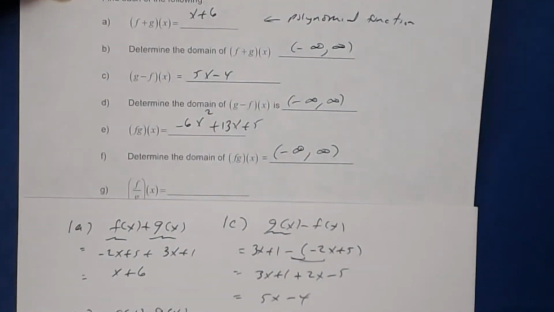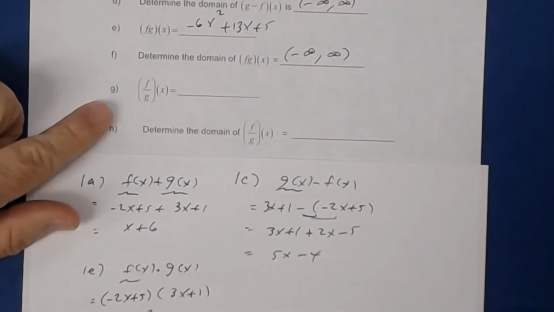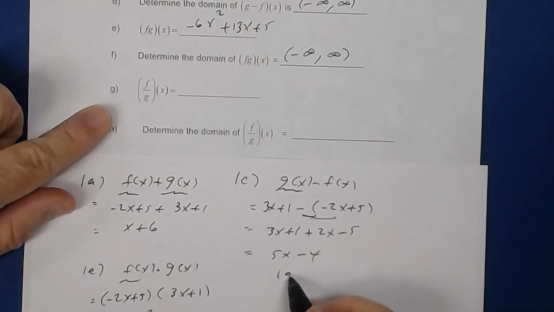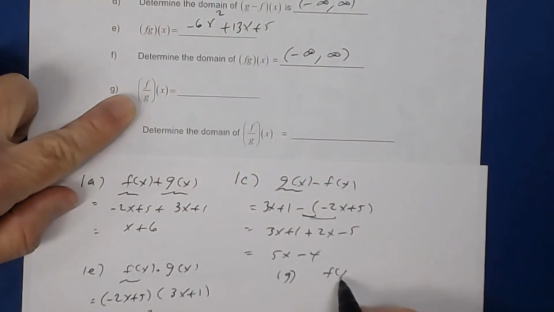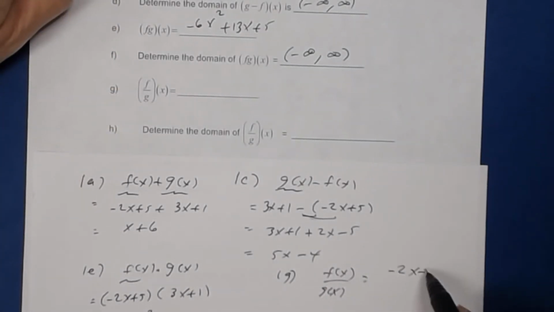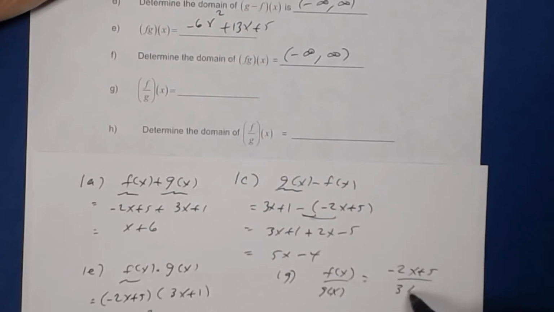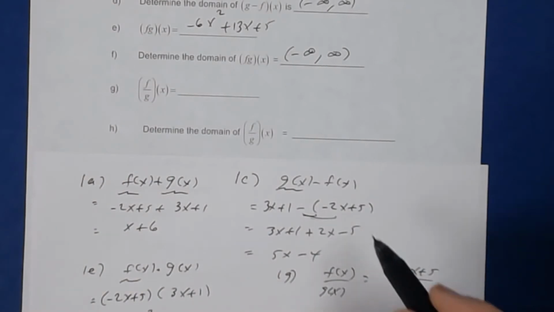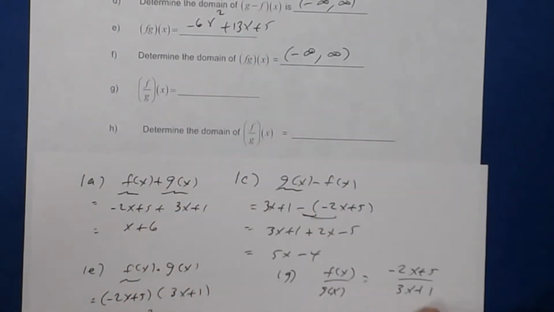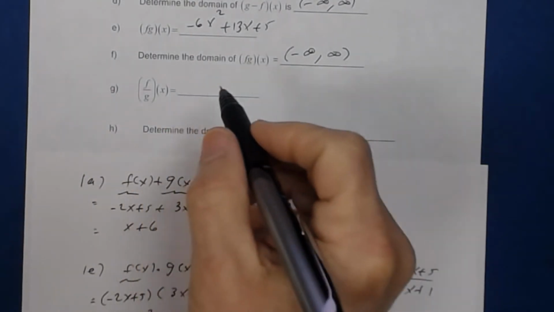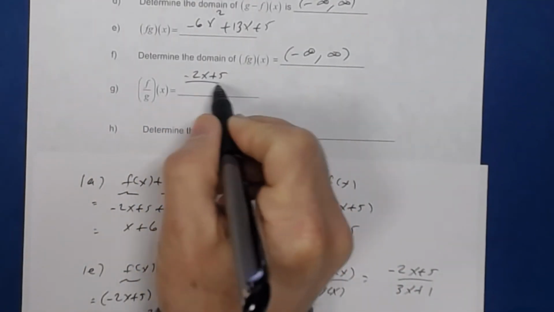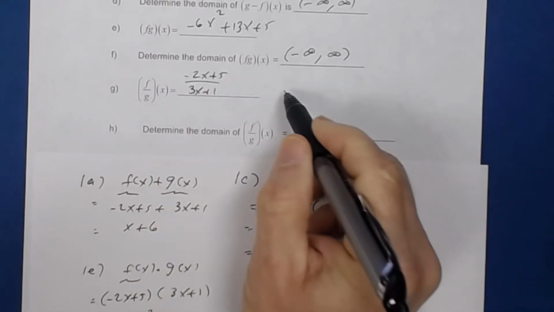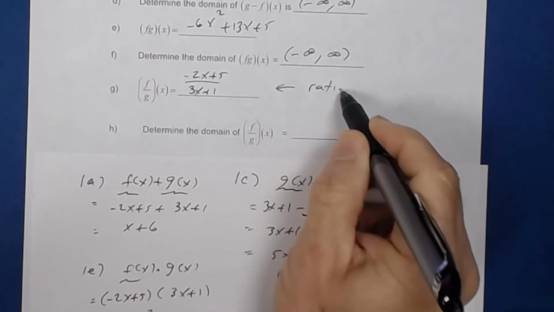Now in g, you are dividing those two functions. By definition, that's f of x divided by g of x. f of x is negative 2x plus 5, g of x is 3x plus 1. Remember, this is going to be a rational function. I reduce if I can, but I can't factor and reduce, so it stays as it is: negative 2x plus 5 divided by 3x plus 1. What I want you to notice here is that's a rational function.